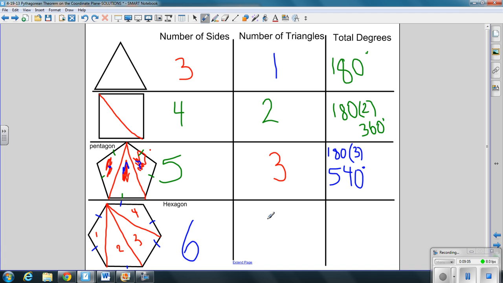So how many triangles do I create? 4. Do you see a pattern again? Number of sides minus 2. How do I find the total degree measure? I take 180 degrees times 4. And what is 180 times 4? I hope we are all saying, let me just double check real quick, 720 degrees. Okay, please make sure all this information is written down as we continue this lesson.